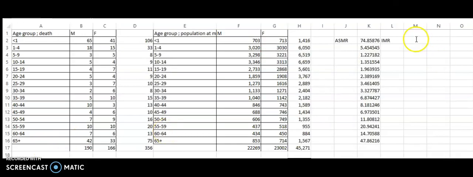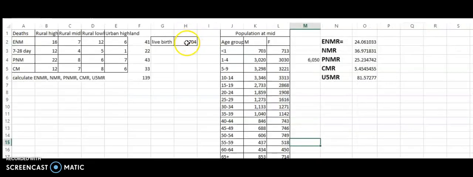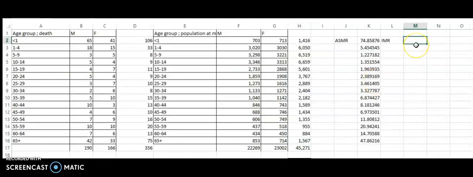Okay, to calculate the infant mortality rate, we will need the number of live births for the age group of less than 1 year. This is not given in this sheet, but I will use the number of live births, which is 1704. I will use this one as the denominator.